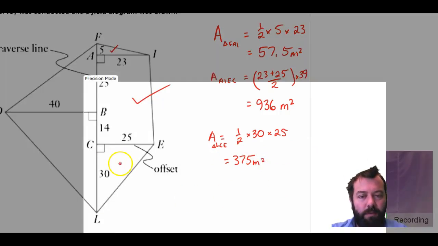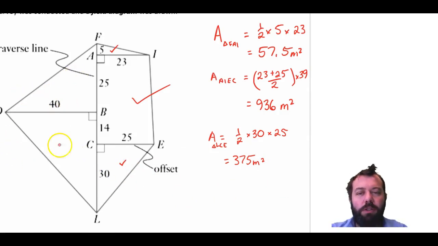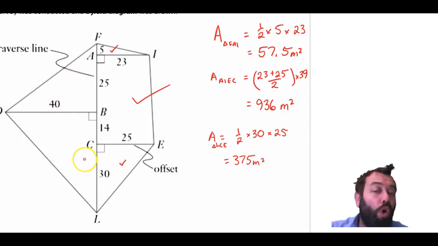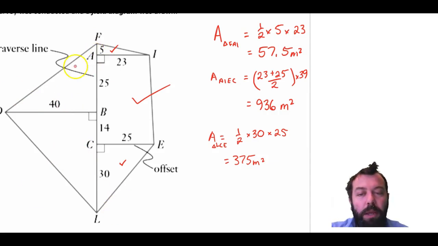That's this one done. Now, we could say we've got two triangles here left, or we could think of it as one big triangle. The perpendicular height is going to be 40. How long is the base? 5 plus 25 is 30.